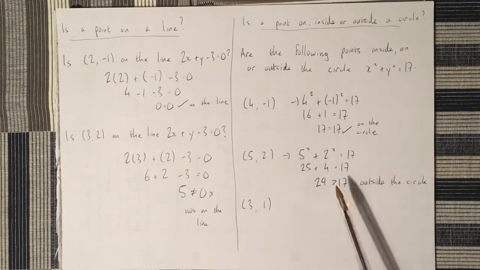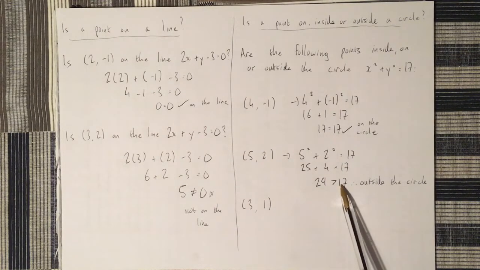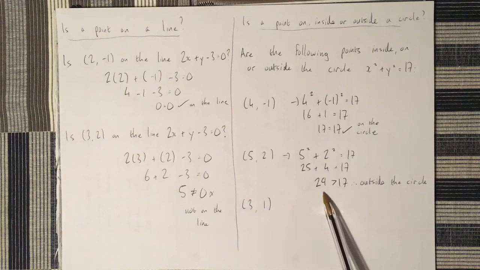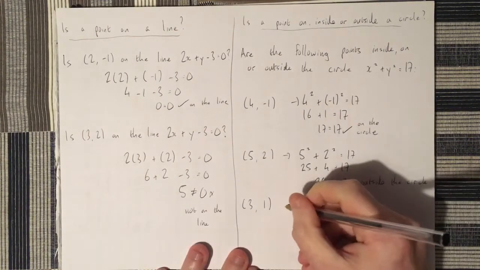All right, so if you get a number bigger than the right hand side, then that means you're outside the circle. If you get a number smaller, it means you're inside. I think that's what we're going to see on this next example here.